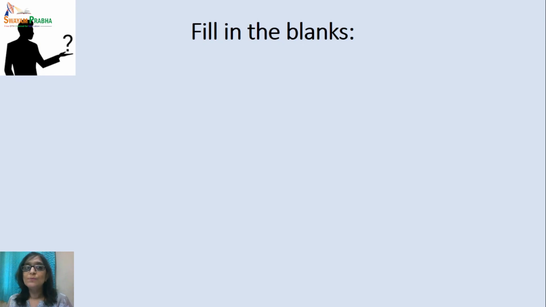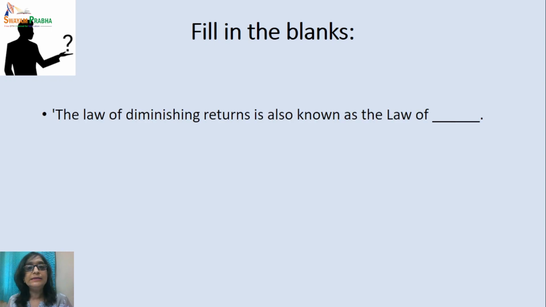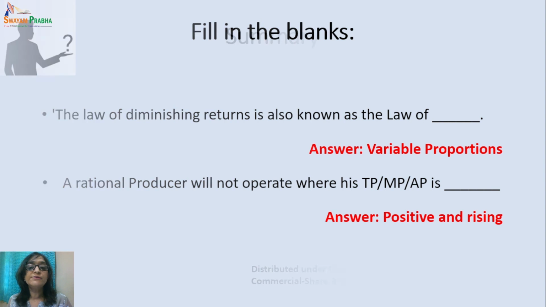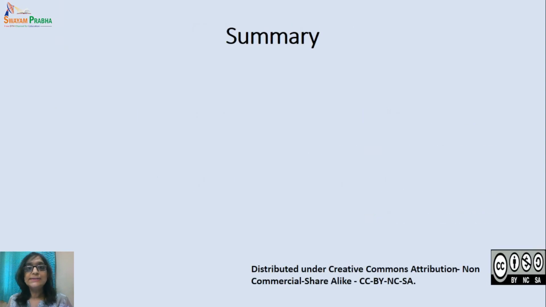Now let us do a small self-assessment in terms of fill in the blanks. The first is: the law of diminishing returns is also known as the law of what? It is also known as the law of variable proportion. Second, a rational producer will not operate where his TP, AP, MP is positive and rising. That is, he will not operate in the first stage. He will be going in the second stage.